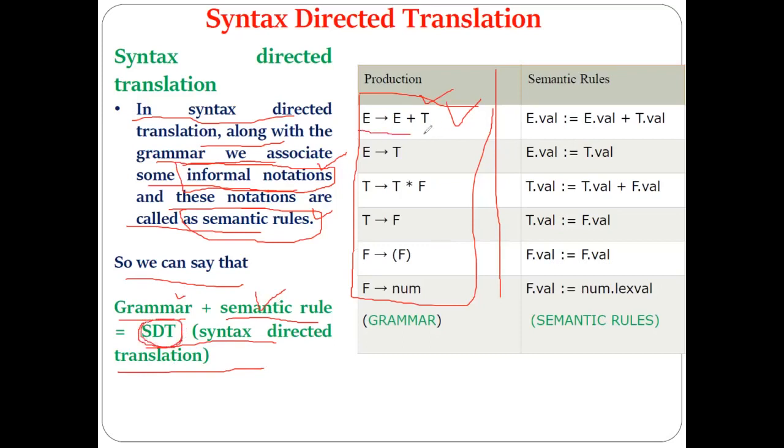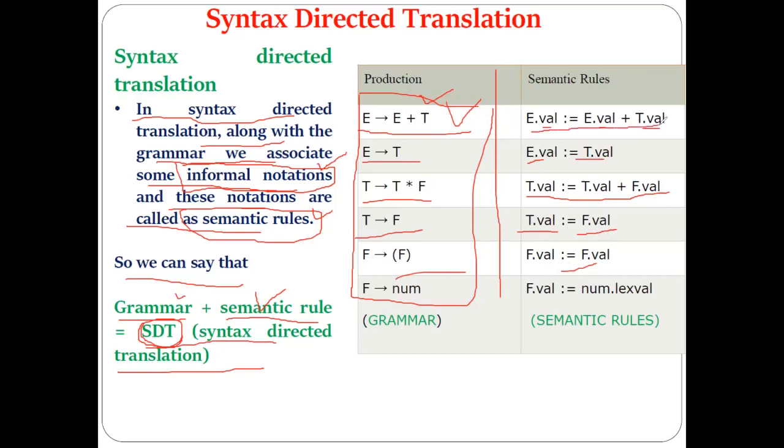Let's see here. This is your original grammar. The first production is E derives E plus T. Now to this production, we attach some informal notation, some semantic rules. How are we going to attach them? With the help of some attributes. To this E, we associate the attribute E.val. Again, to this E, we associate the attribute .val. To this T, we associate the attribute T.val. In a similar way, to each production, we associate some attributes, and the name of the attribute is .val. You can see here that to each production and each grammar symbol of that production, we have attached some attributes, some extra information, and after attaching this extra information, this production E derives E plus T.